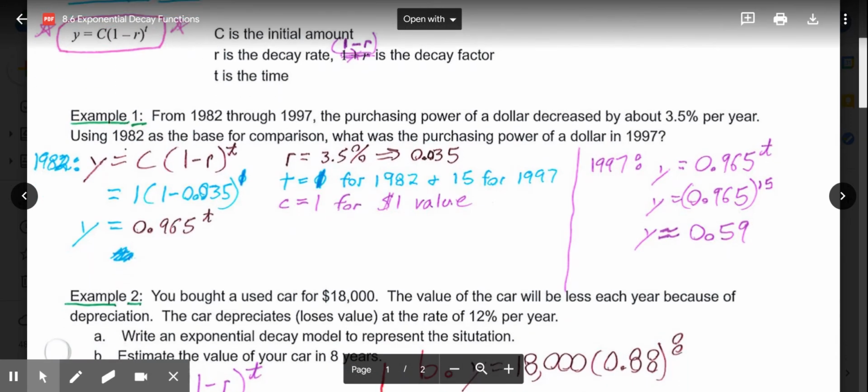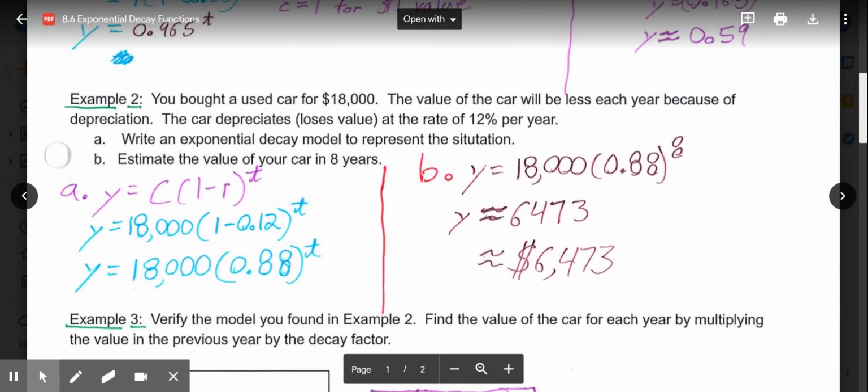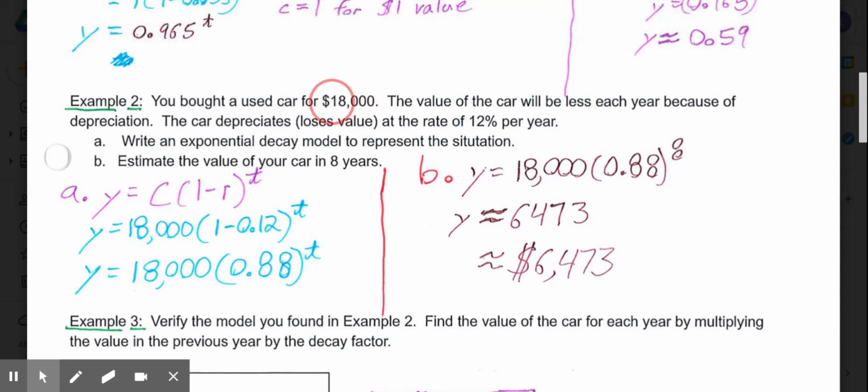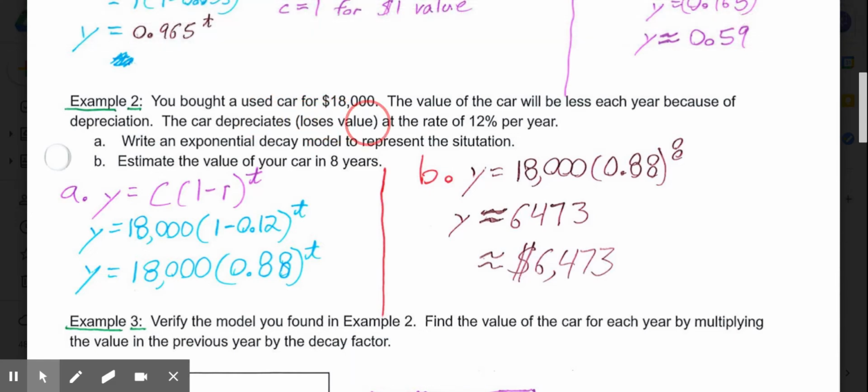Example 2, sorry, scrolled too far. Two parts, A and B. It says you bought a used car for $18,000. So we know $18,000 was the initial amount, or c. The value of the car will be less each year because of depreciation. So we know it's losing value, depreciation meaning value goes down, at the rate of 12% per year. So r is 12%. Writing that as a decimal would be 0.12.